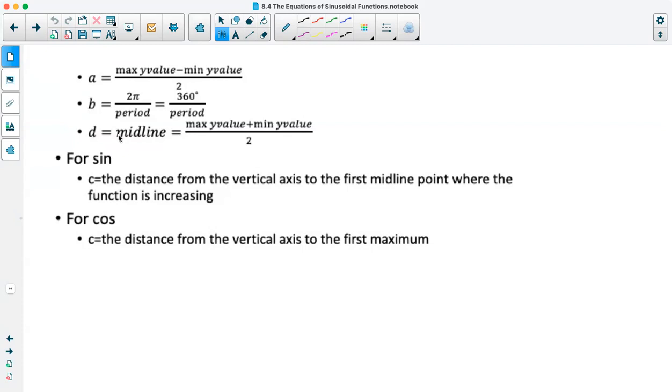To get C, it is equal to the distance from a vertical axis to a first midline point where our function is increasing for sine. For cos, we're looking at the distance from a vertical axis to a first maximum point.